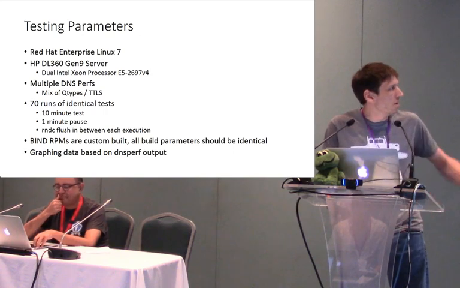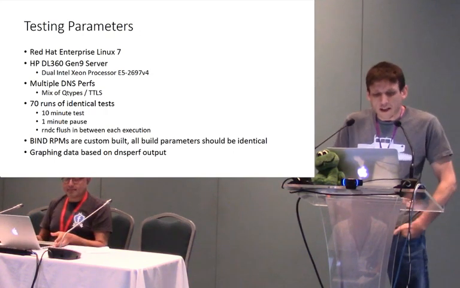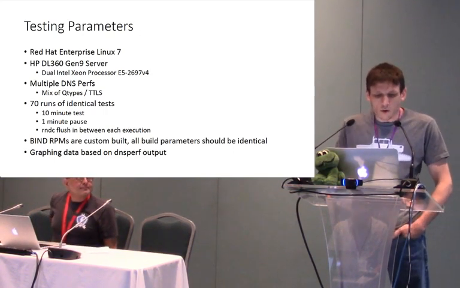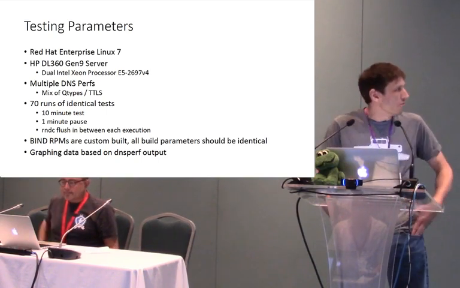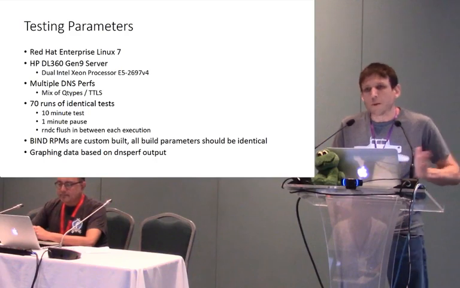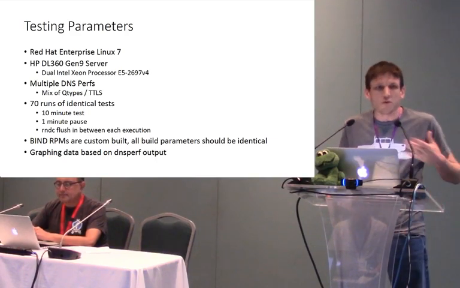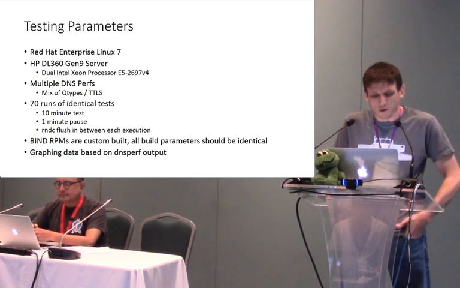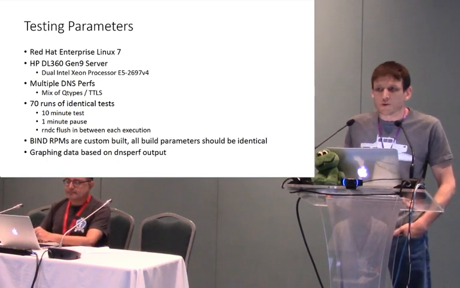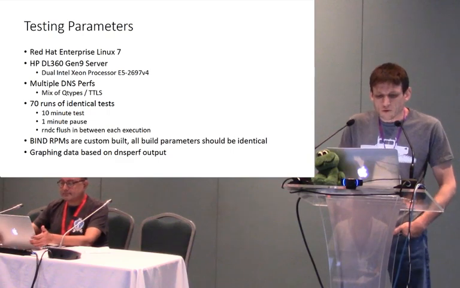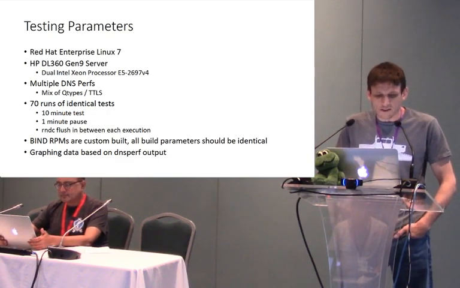Just a quick list of our parameters. We're running Red Hat Enterprise Linux 7. We have DL360 servers with dual Xeon processors. For our test scripts, we're primarily using DNSPerf. We have a mix of query types. We're running multiple DNSPerfs trying to really simulate a high load on the system, so we are overtaxing it. We're getting a lot of dropped queries in the process, but that's intentional.